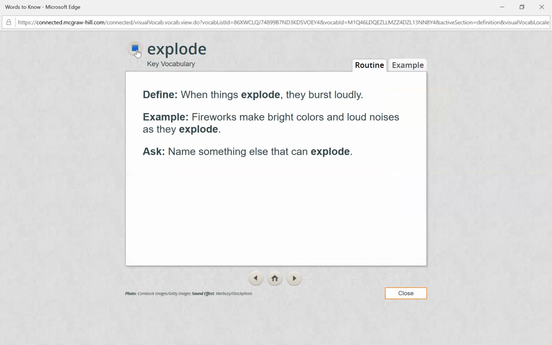Explode. When things explode, they burst loudly. Fireworks make bright colors and loud noises as they explode. Name something else that can explode.